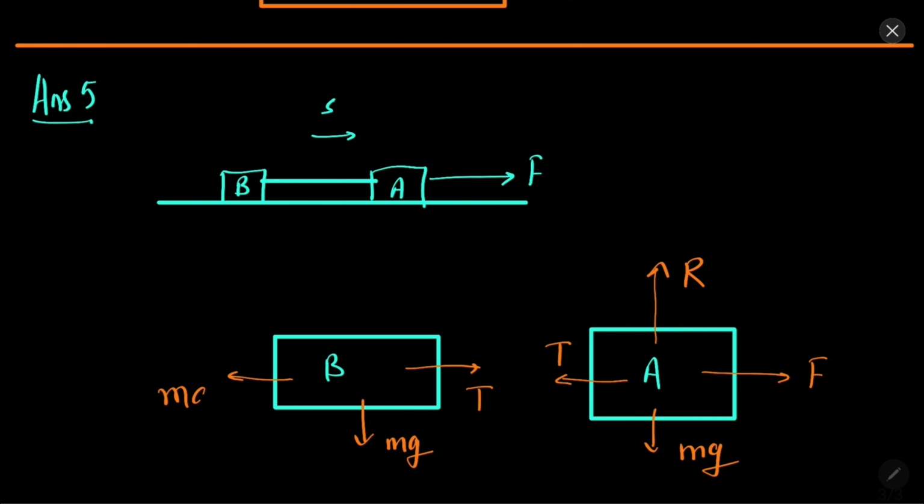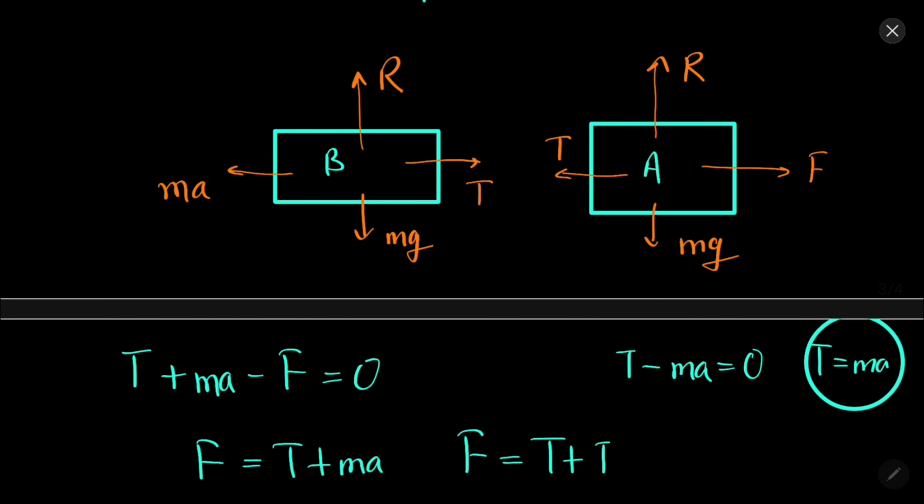So ultimately what do we have? We have T plus ma minus F equal to 0. So from here F is equal to T plus ma, F is equal to T plus T. How? Because from the equation T minus ma equal to 0, so T is equal to ma. So ultimately we get F is equal to 2T, or tension is equal to F by 2. So this will be our tension.